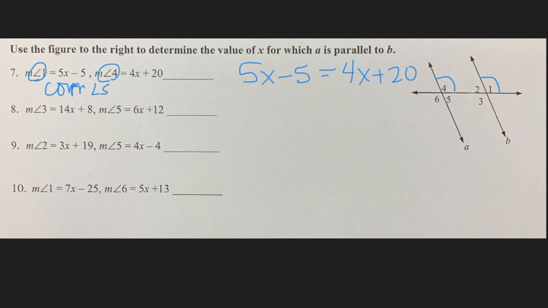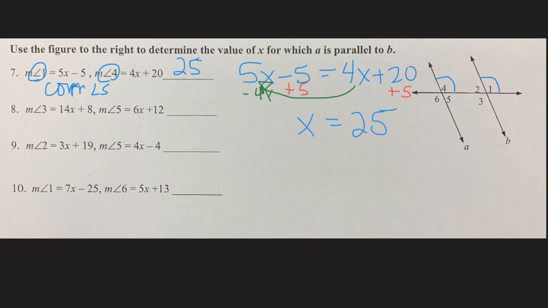So we identify them and classify them according to their vocabulary term. And then based upon that vocabulary term, you do the algebraic relationship. So corresponding angles are equal: 5x minus 5 equals 4x plus 20. We're going to subtract the 4x over here, because we always try to move the x first. 5x minus 4x is 1x. And now we can add the 5 to the other side. 20 plus 5 is 25. So x equals 25 for the first problem.